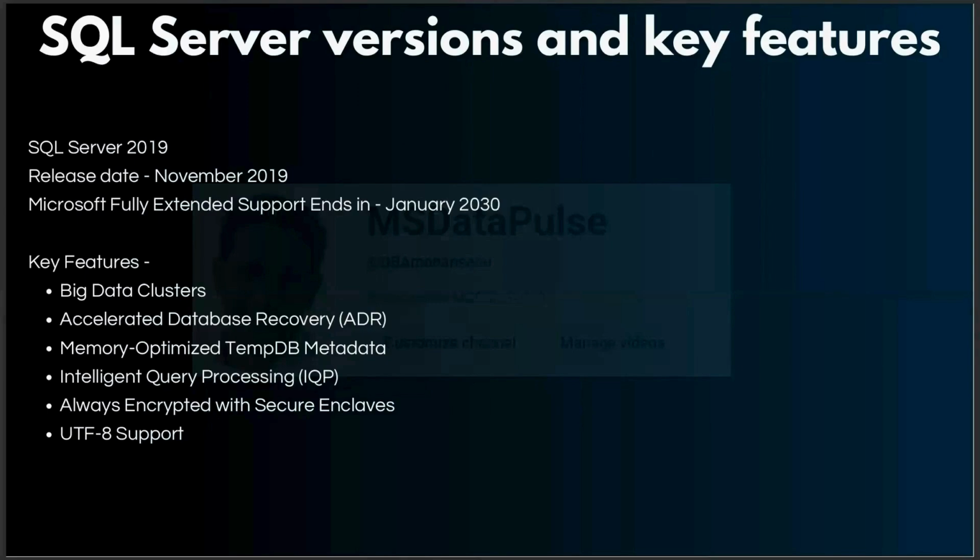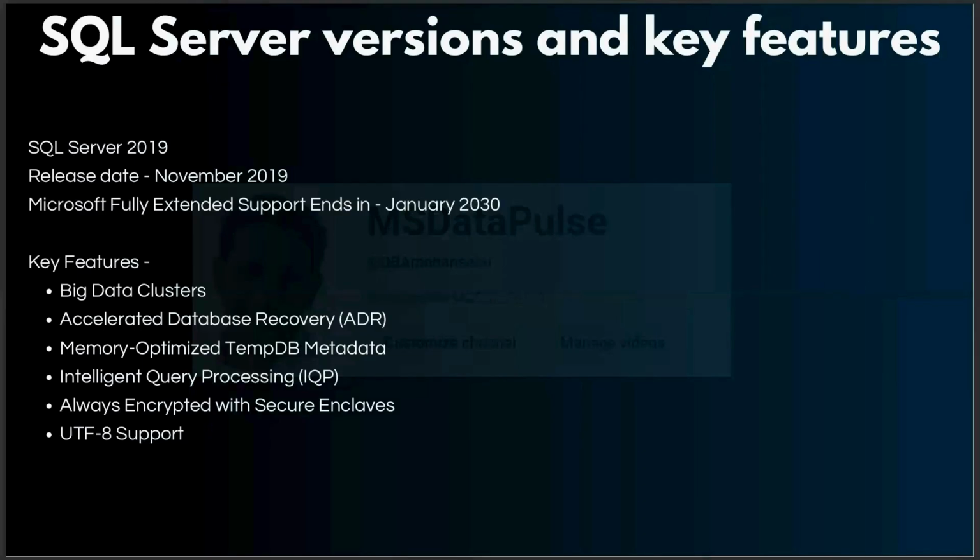With ADR, or Accelerated Database Recovery, the undo phase changes from a slow sequential log scan into a fast version-based switch. It has four phases. You can read more about it if you are interested. Next is the memory-optimized TempDB metadata.